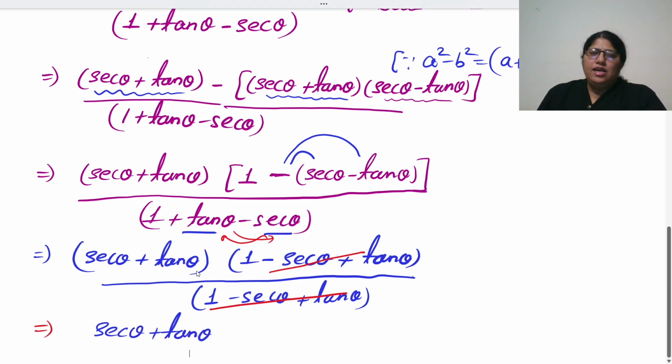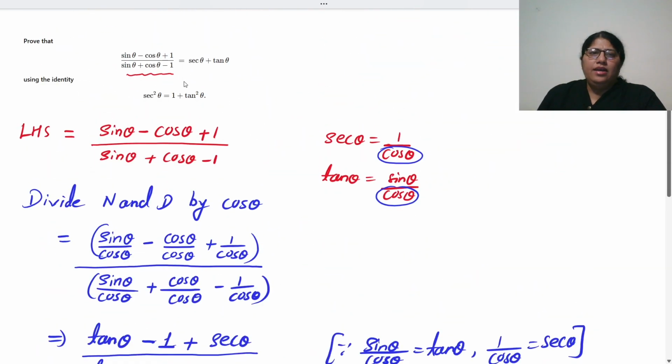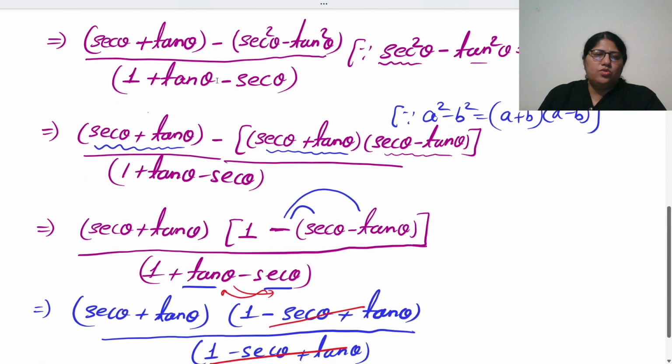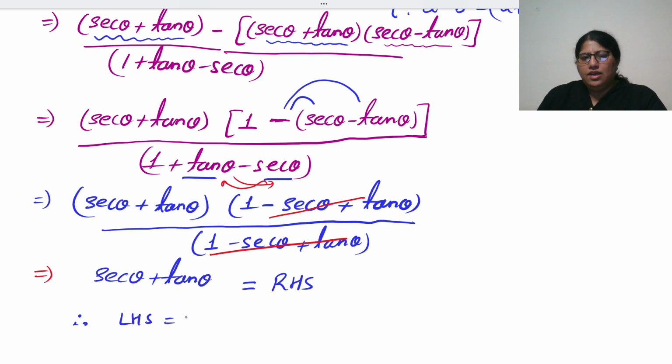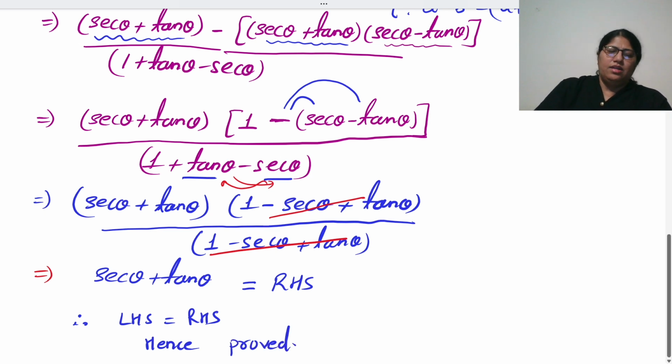Let us now see what is your RHS. In the right hand side, I need to get sec theta plus tan theta. Did we reach this value, sec theta plus tan theta? Yes, we got it. You started with the left hand side and you reached the right hand side. So you can write here, therefore LHS equals RHS. Hence proved. This is how we reach the answer. So write hence proved at the end.